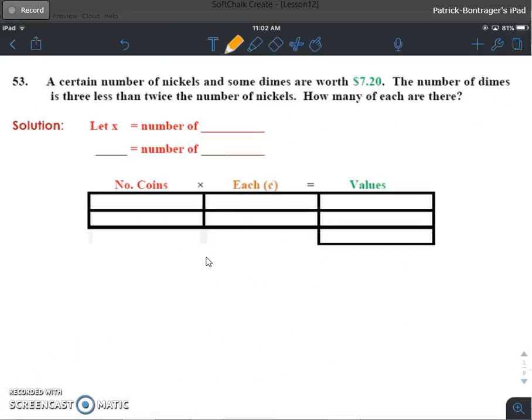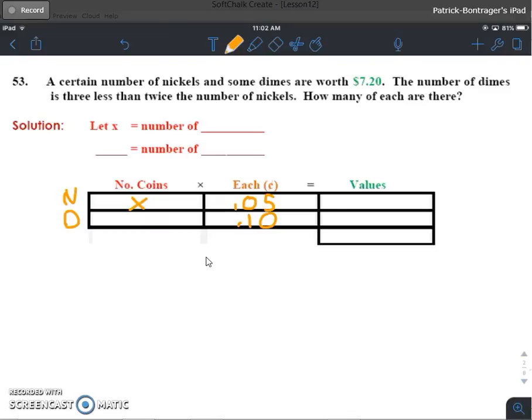The next one we're going to be looking at is a certain number of nickels and some dimes are worth $7.20. The number of dimes is 3 less than twice the number of nickels. How many of each are there? Again, I'm going to start off. I've got nickels and dimes. The easiest part is to fill in their values. Got that filled in. Now, the number of dimes is 3 less than twice the number of nickels. So dimes is based off nickels. I'm going to let nickels be x.